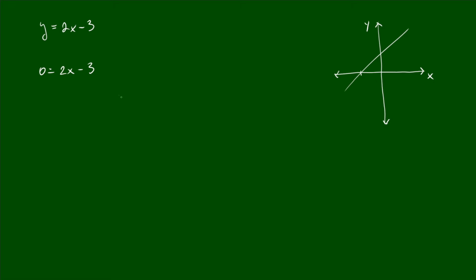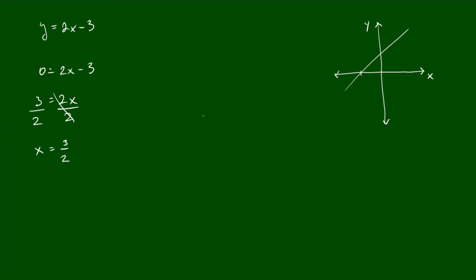You add 3 to both sides, and you end up with 3 equals 2x. You divide by 2 on both sides, these 2's cancel out, and you have x on one side, 3 over 2 on the other side. So the x-intercept for this equation, y equals 2x minus 3, is x equals 3 over 2.